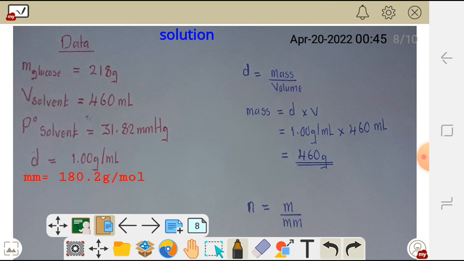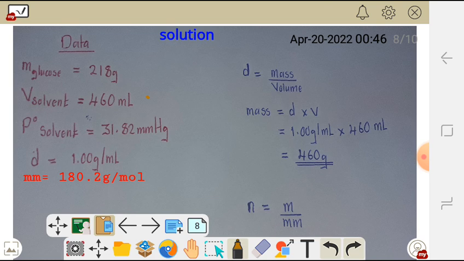So to find the number of moles of water, we need the mass of water. Remember, the number of moles is given by the mass over molar mass. But in our data here, we only have the density of the solution and the volume of water, which is 460 mL. So we are going to calculate the grams of water. From there, we are going to find the number of moles.